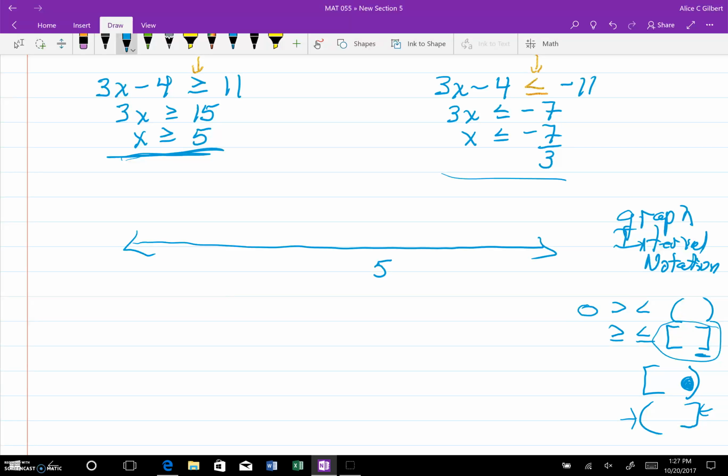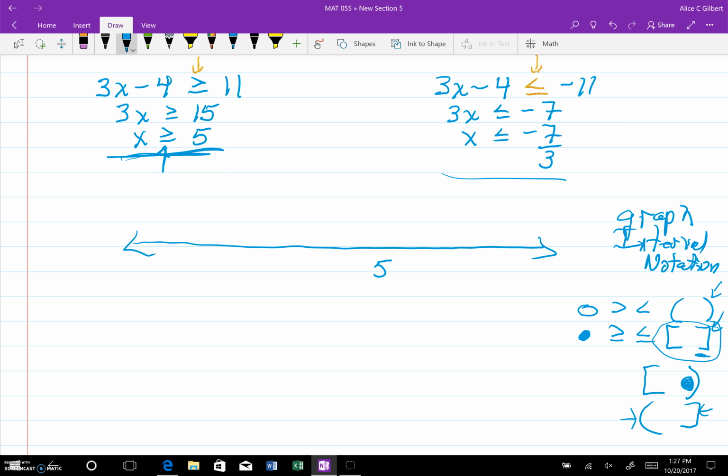If it's just greater than or less than, it's an open circle. If it's greater than or equal to or less than or equal to, it's a closed circle, which we aren't going to do anymore. We're going to do the parentheses or the brackets. So this is greater than or equal to. So I know I'm going to have a bracket. I just need to figure out which direction that bracket has to go.